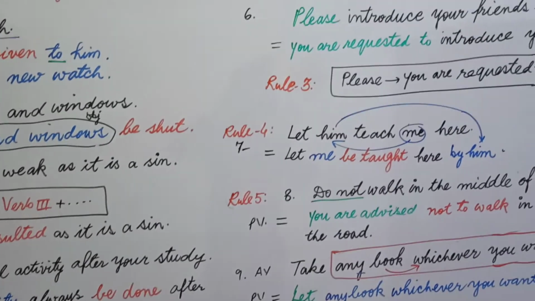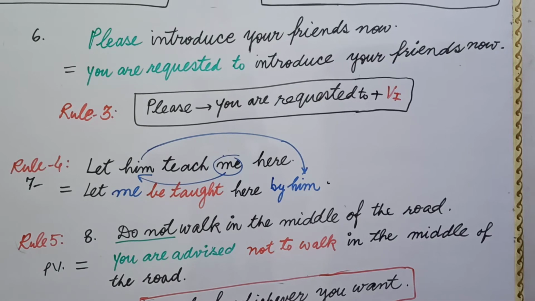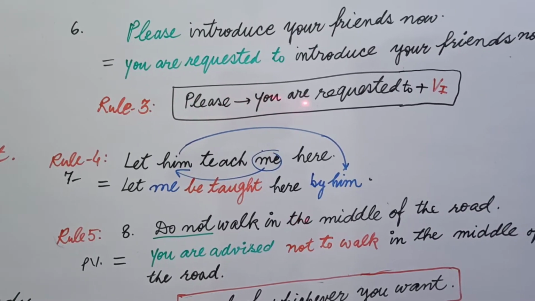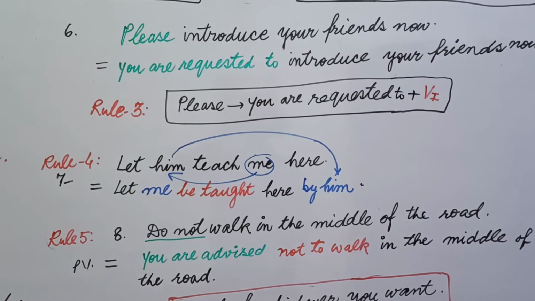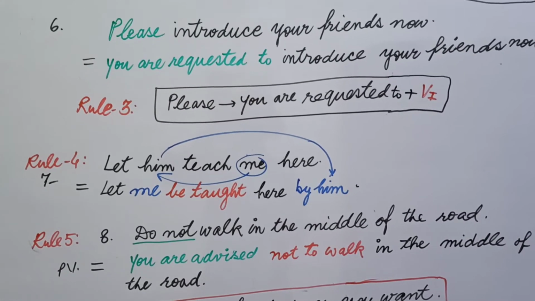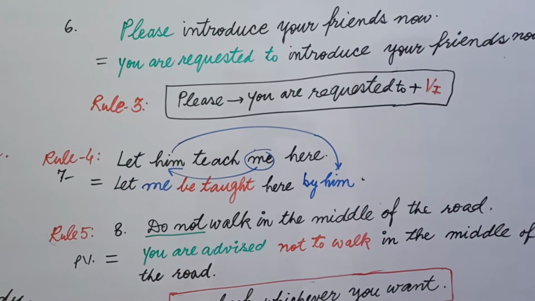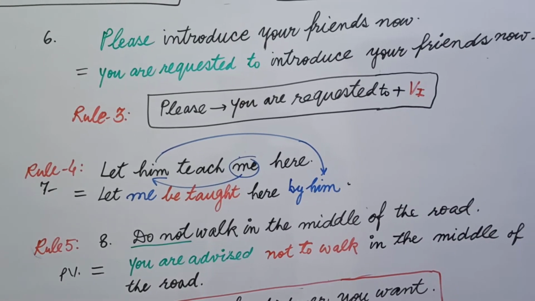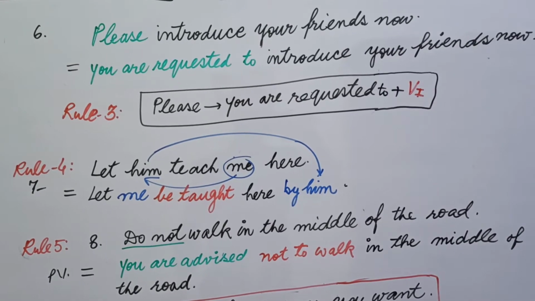Now let's come to the next example, example number 6. Please introduce your friends now. This sentence is based on please, and rule 3 is that please will be changed into you are requested to. You are requested to plus the form of the verb, and the word please is equal to the word kindly. There may be kindly introduce your friends now, then you use the same rule there. In place of please, you just write you are requested to and copy the rest of the sentence, and in this way it will be transformed into passive voice.